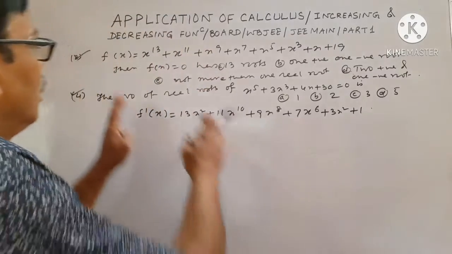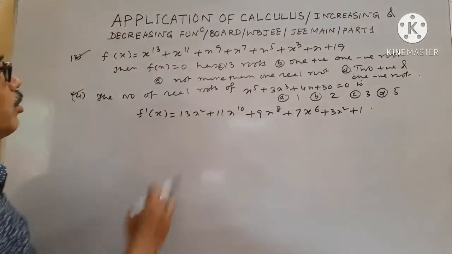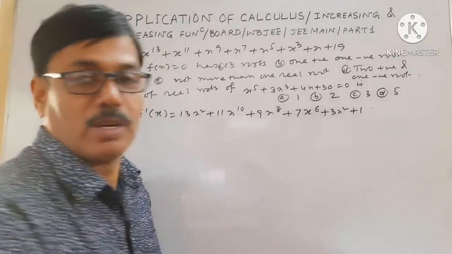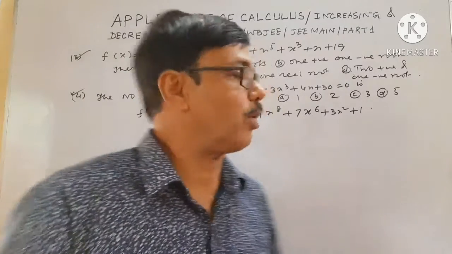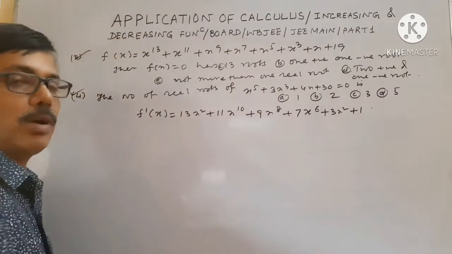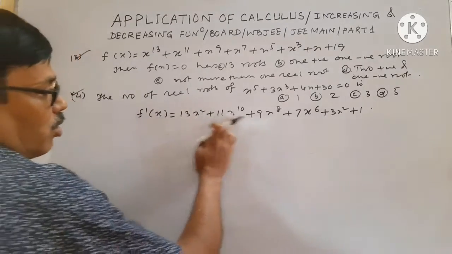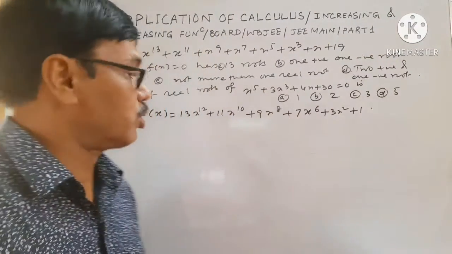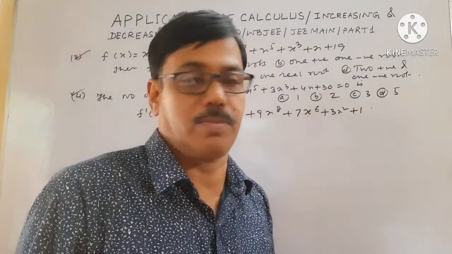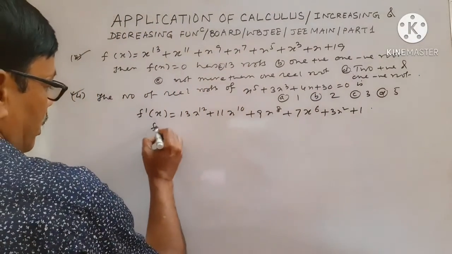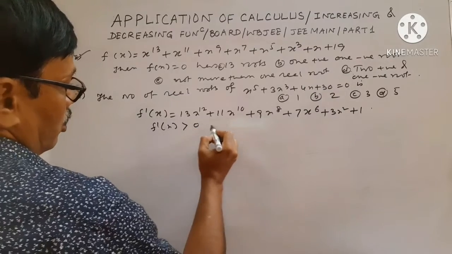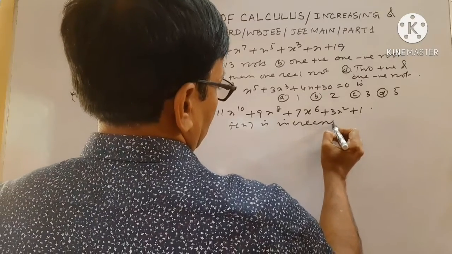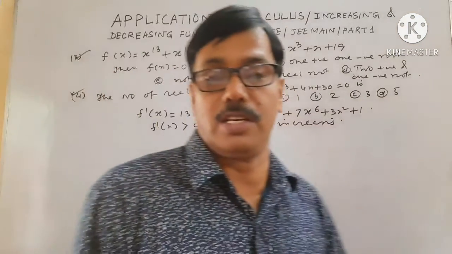Now look at the form of f(x). Look, only odd powers are given. Here also odd powers are given. So if you differentiate an odd positive power, we get an even positive power. So look, all powers of x are even, so they must be positive. So here f dash x greater than 0. So f(x) is an increasing function.